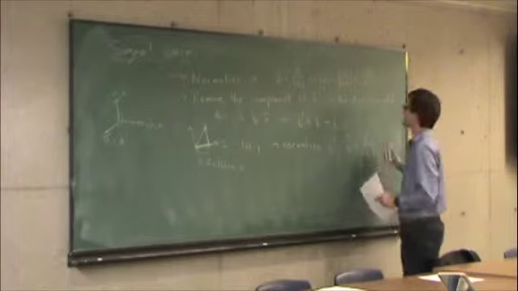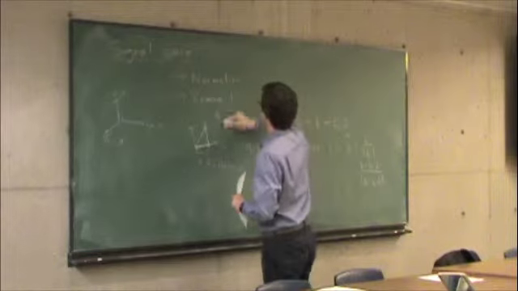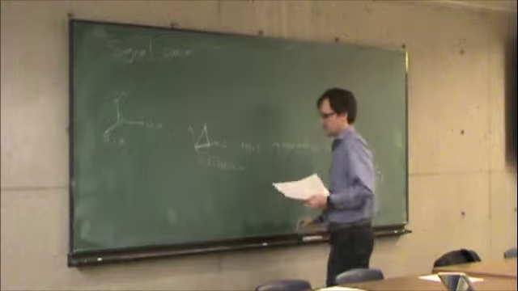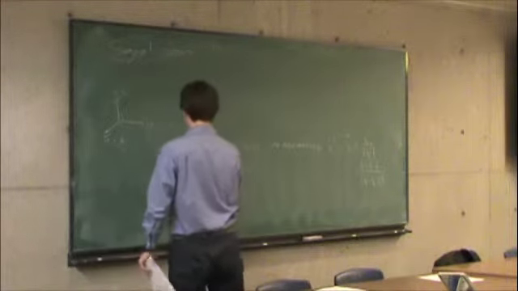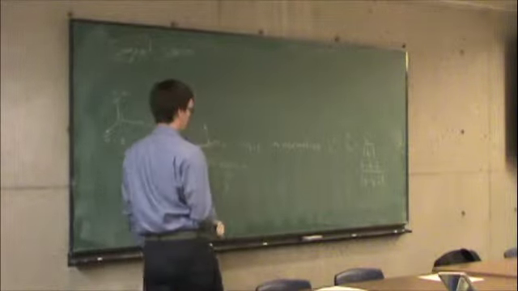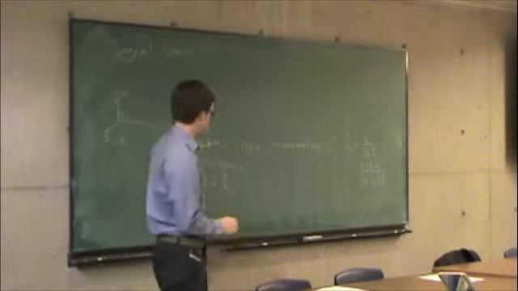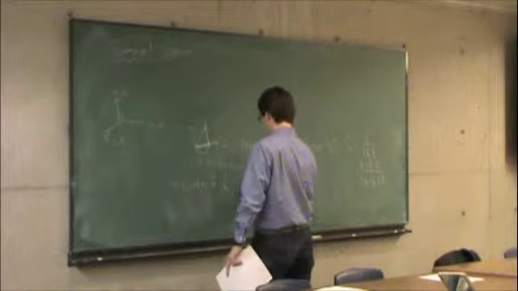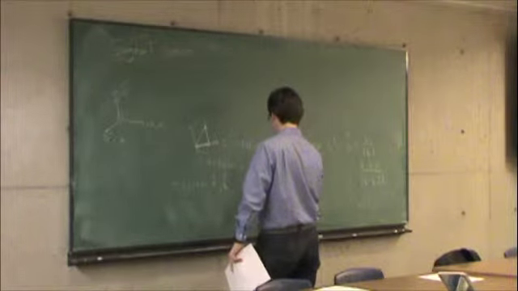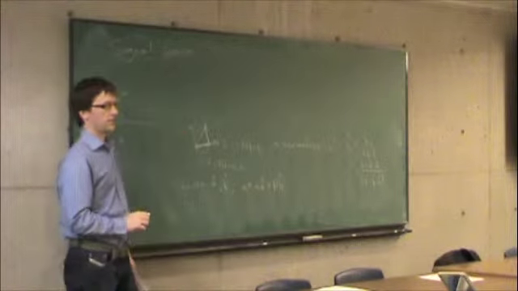Do a quick example of this. Actually, first let's talk about the converse. Once I have A hat and B hat, I want to express my original vectors A and B as linear combinations of A hat and B hat. In other words, A is equal to alpha A hat plus beta B hat. How do I get alpha and beta? How do I get alpha?